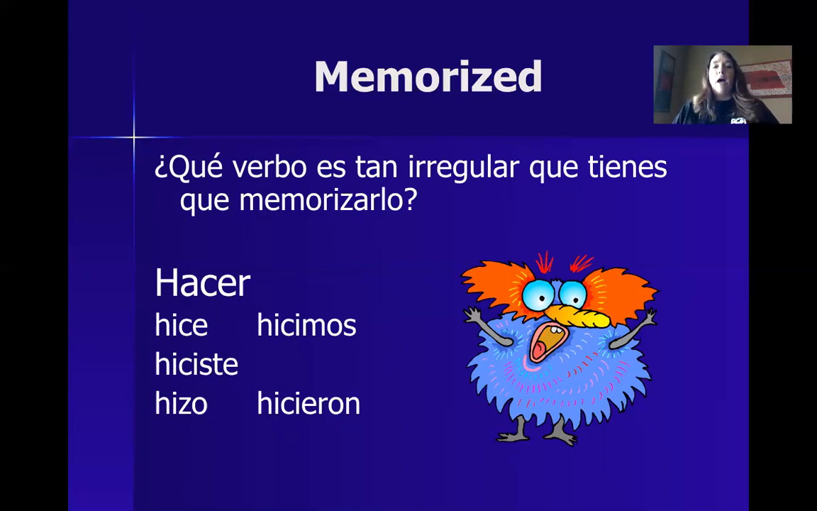Okay, so it means I did or I made, but also don't forget, hacer also means to pack, and we're going to use this verb. Yo hice, I did, I made, or I packed. Hiciste, you did, you made, or you packed. Hizo, he did, he made, or he packed. Hicimos, we did, we made, or we packed. And hicieron, they did, they made, or they packed. These 5 verbs are the only 5 verbs that we're going to focus on this week.